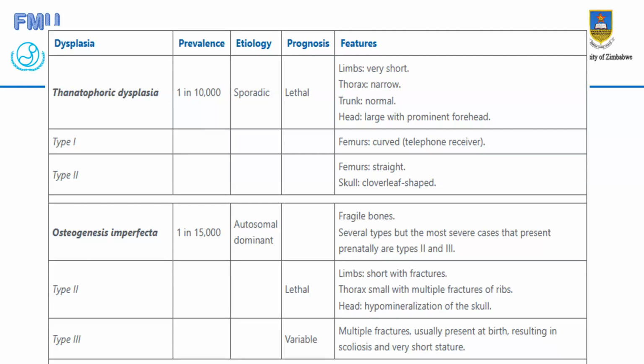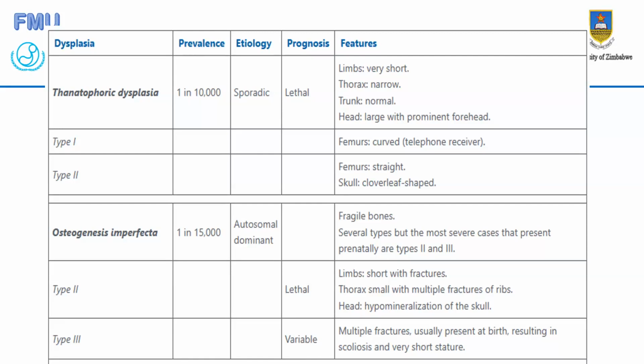Then in type 1, the femurs are curved, like those old telephone receivers. Because there is a new generation who don't know those telephone receivers, right? The old ones, which were very much curved.